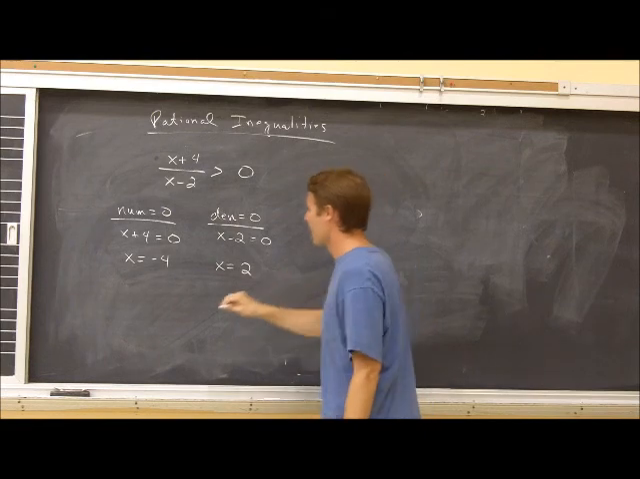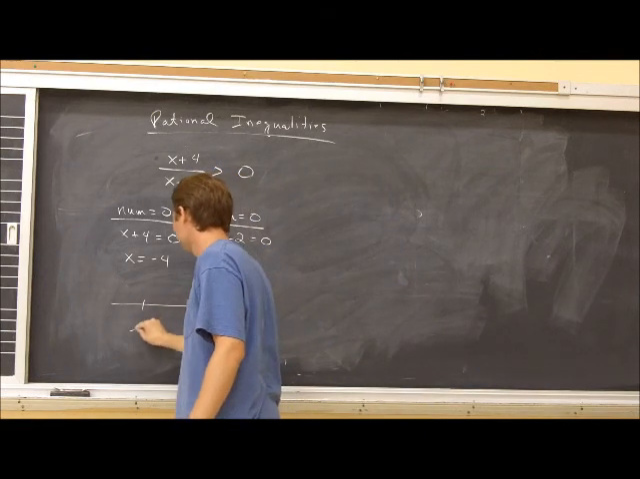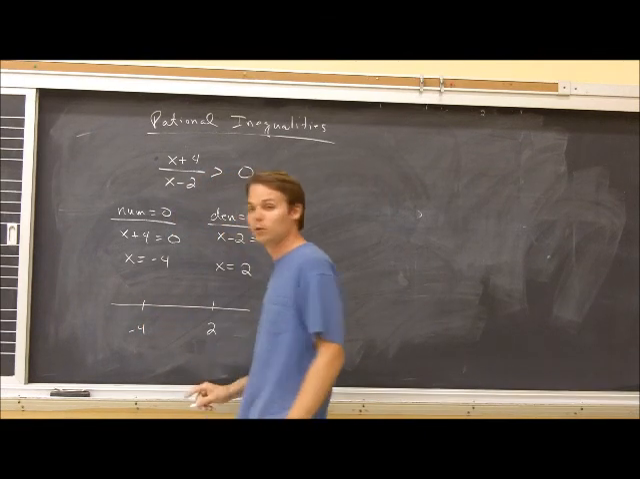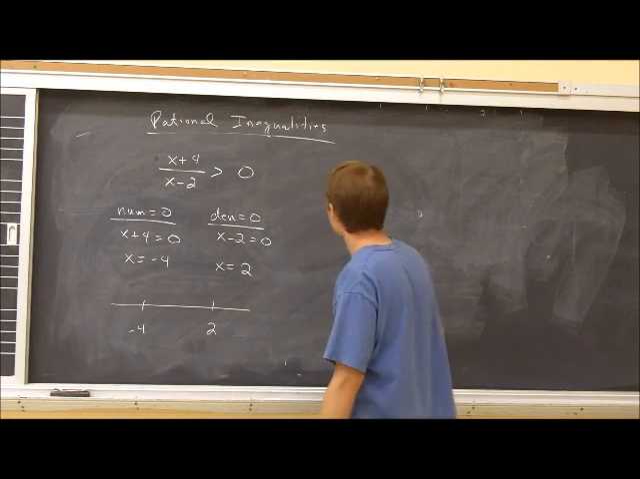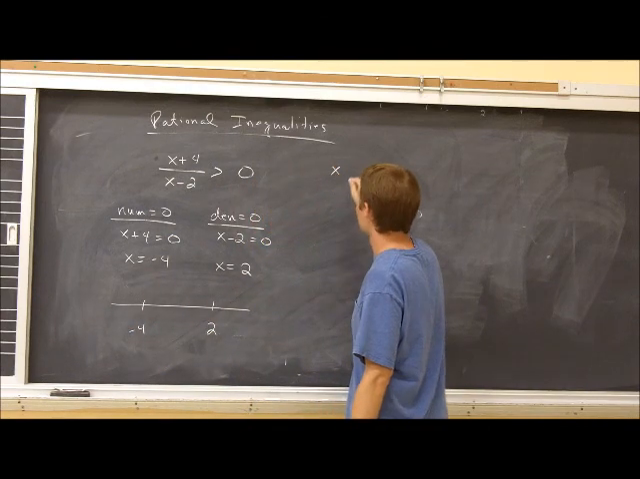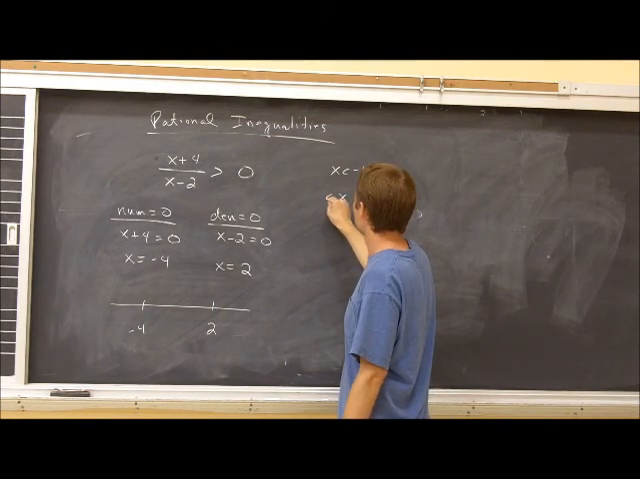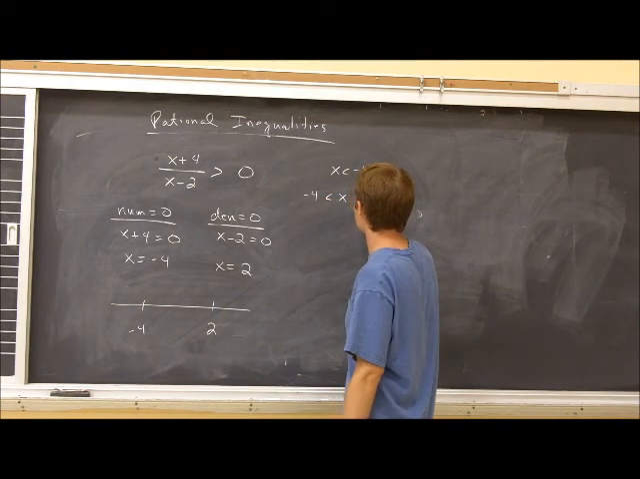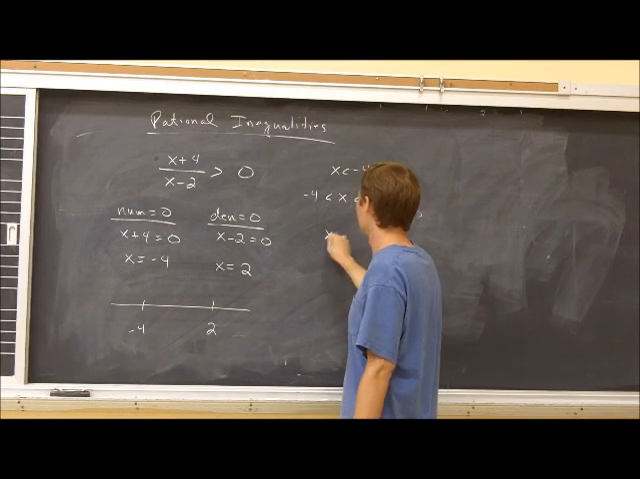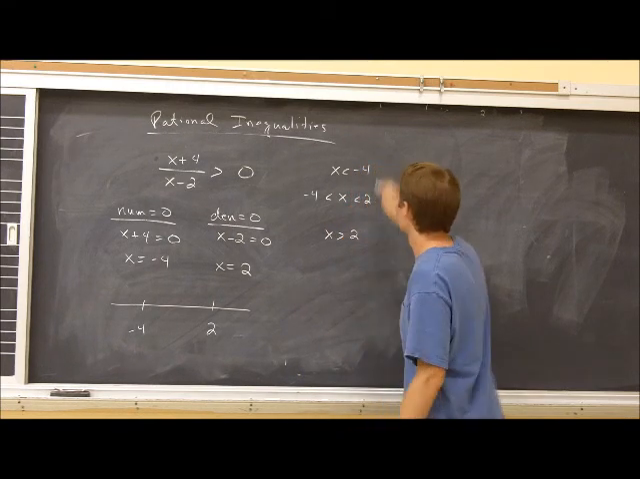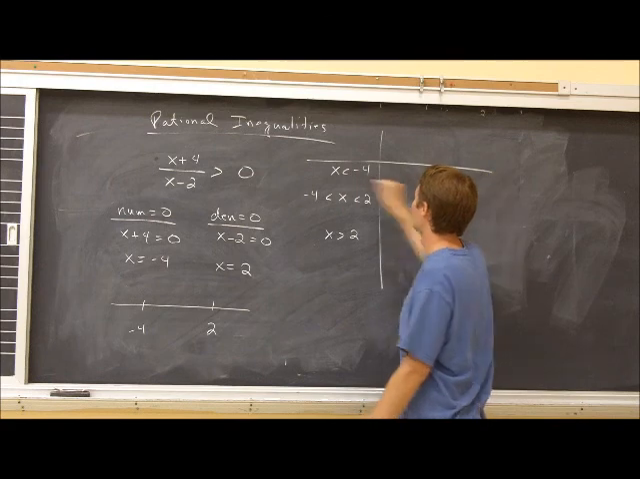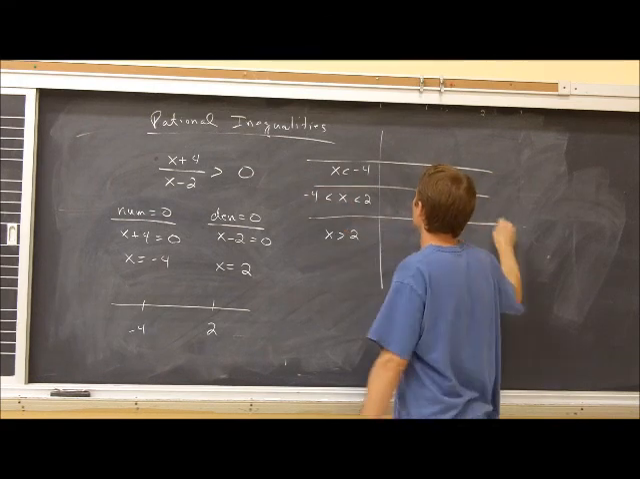So I have two critical points, negative 4 and 2. That gives me 3 intervals to worry about. The first one is going to be x is less than negative 4. The next one will be x is in between negative 4 and 2. And then the last one will be where x is bigger than 2. So these are the ones that we're interested in figuring out.